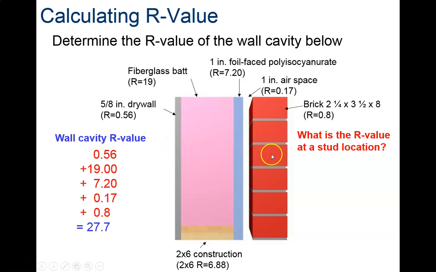It's no big deal. So for some reason they want you to look at the R value at the stud location, and you would replace the R19 with the 6.88, whatever. Okay, so you're losing more heat where the studs are, basically, because this has a lower R value.